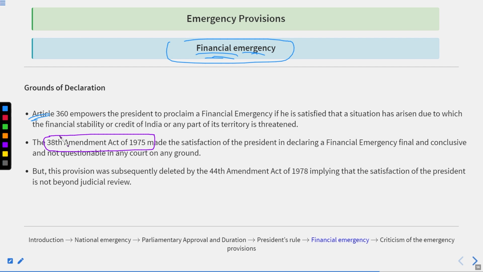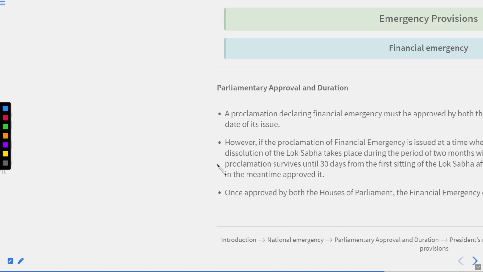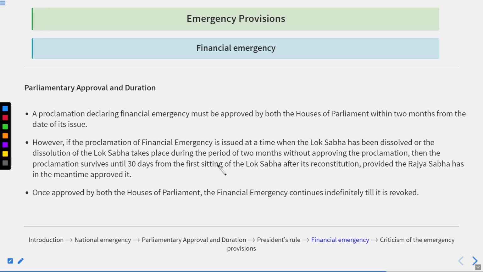It means that if the President is satisfied to impose the financial emergency, then he could impose it and no question could be raised on the matter in any court. But this provision was subsequently deleted by the 44th Amendment Act of 1978, implying that the satisfaction of the President is not beyond judicial review. It means whatever grounds the President uses, he has to give them to the court for judicial review.